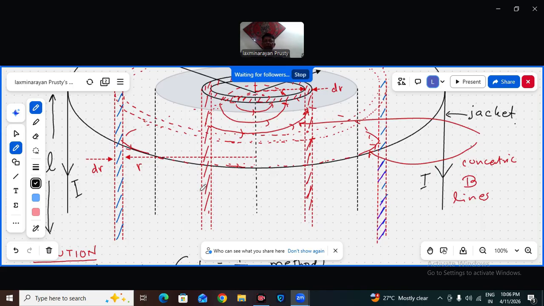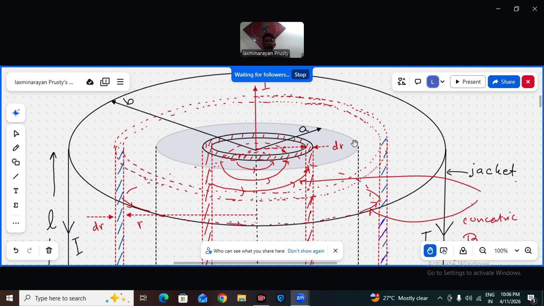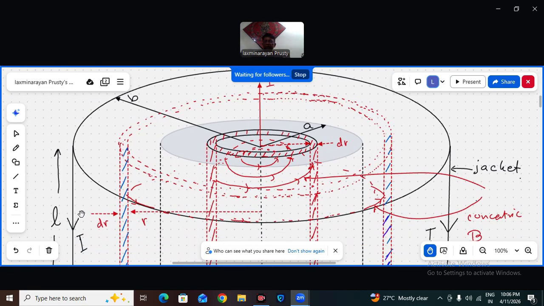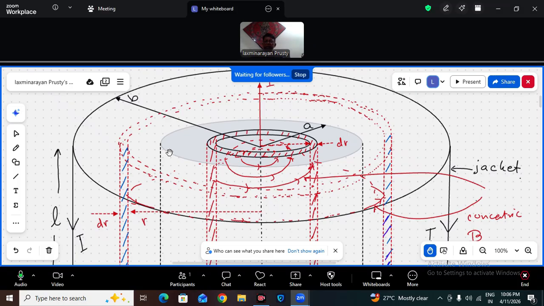ये है conducting body. This radius A, just see this diagram. You see a gray color solid cylinder, that is the inner cylinder carrying current I. Capital I is the current, and the same I is returning back after a long distance, is returning back through the jacket.